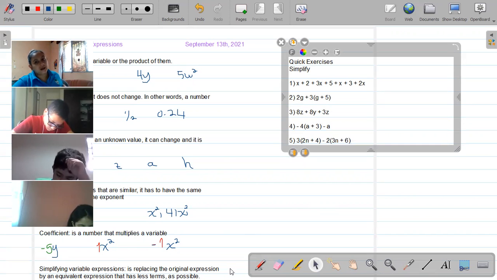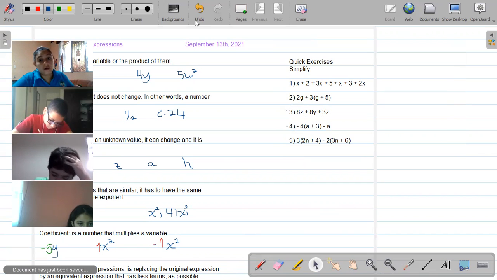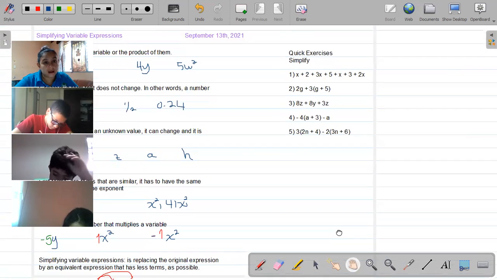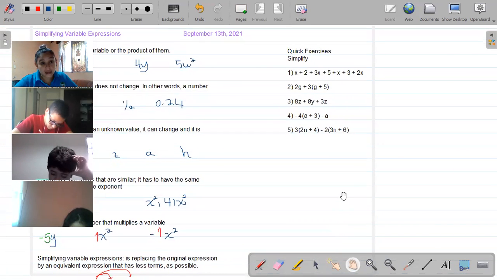Okay, those are the 5 exercises that you're going to be solving in your notebook. You're going to call them quick exercises. Your instruction is just to simplify, and then you simplify finding the like terms, just like the last exercise that I explained to you. Do you guys have any question about the topic? No, Miss. Okay, then guys, this is it for today and for today's class.